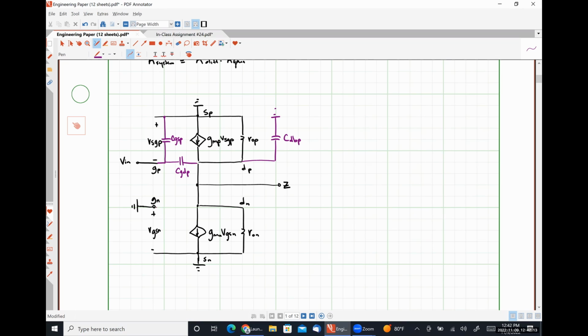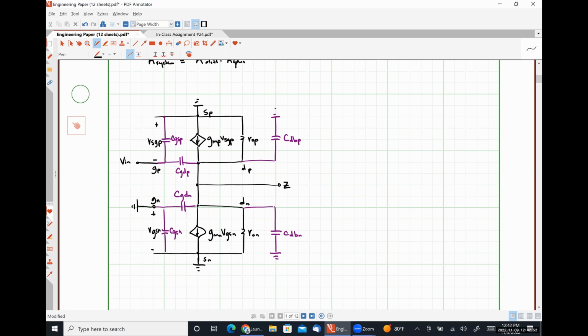And similarly, I will have a CGSN, a CGDN, and a CDBN, like so. So before we get to analyzing things here, does anybody have any problem with our small signal model?